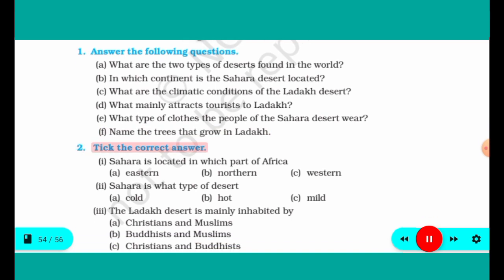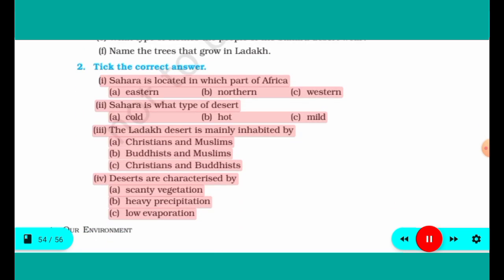2. Tick the correct answer. I. Sahara is located in which part of Africa? A. Eastern, B. Northern, C. Western. II. Sahara is what type of desert? A. Cold, B. Hot, C. Mild. III. The Ladakh Desert is mainly inhabited by A. Christians and Muslims, B. Buddhists and Muslims, C. Christians and Buddhists. IV. Deserts are characterized by A. Scanty vegetation, B. Heavy precipitation, C. Low evaporation.